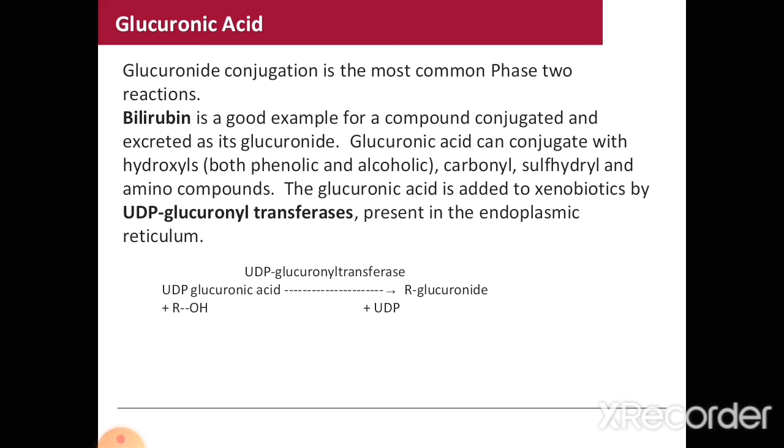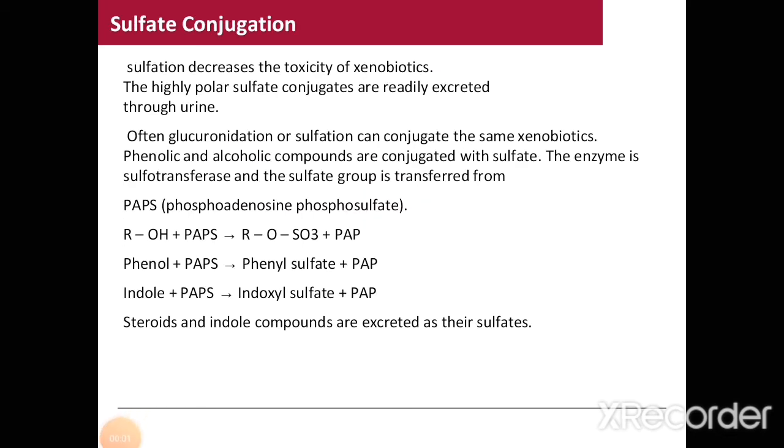both phenolic and alcoholic compounds. Next is conjugation with sulfate. Sulfation decreases the toxicity of xenobiotics. So the highly polar sulfate conjugates are readily excreted through urine. Here, phosphoadenosine phosphosulfate acts as the sulfur donor. So this sulfotransferase can transfer sulfate from phosphoadenosine phosphosulfate to phenol or indole. Then steroids and indole compounds are also excreted as their sulfates.